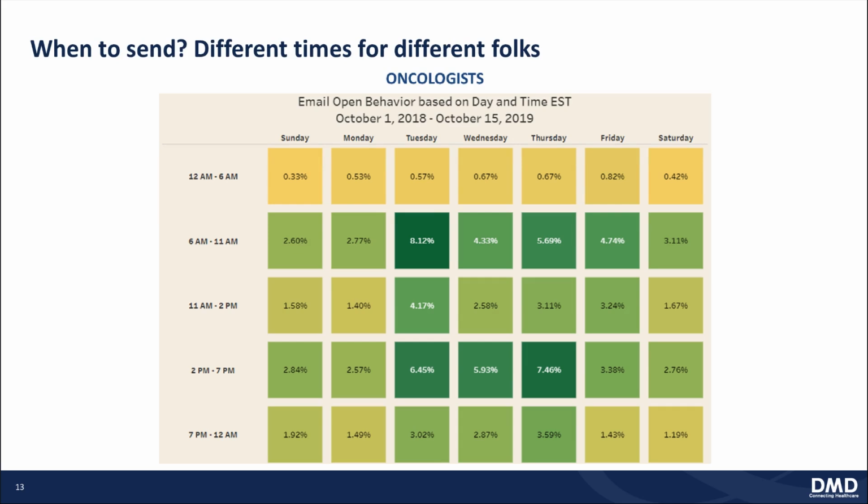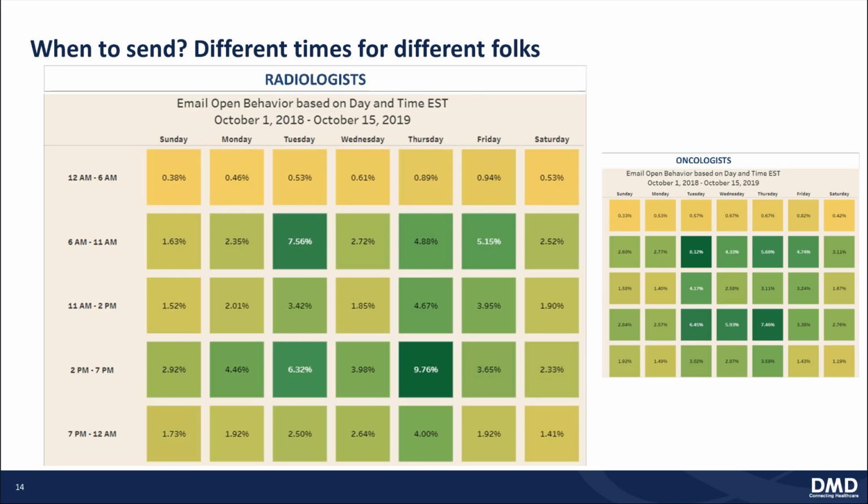The next topic I want to look at is when do we send these emails? And this is for anyone who's a client of ours here on this call. You may have seen one of these reports. We provide these. This is a breakdown of all the oncologist sends that DMD has done for the last year and when the oncologists open the email. And then I'm going to show you the radiologists. So there's the radiologist group on the left and the oncologists on the right.